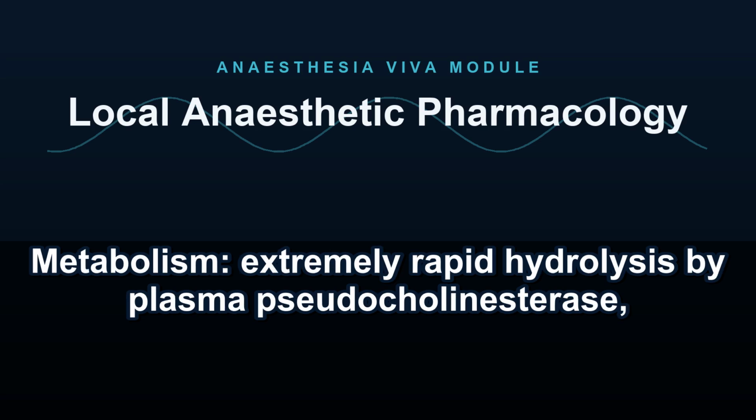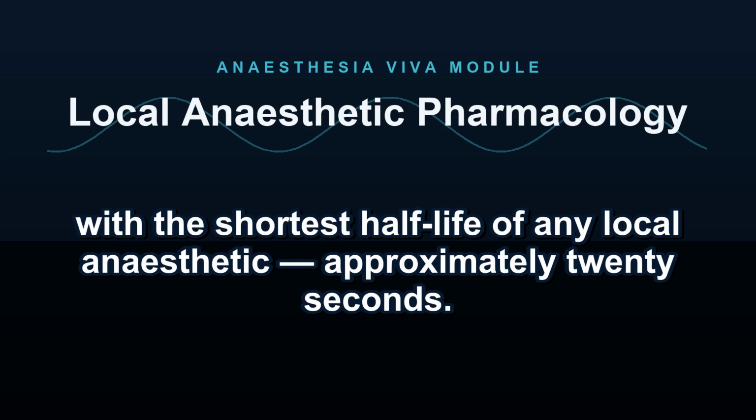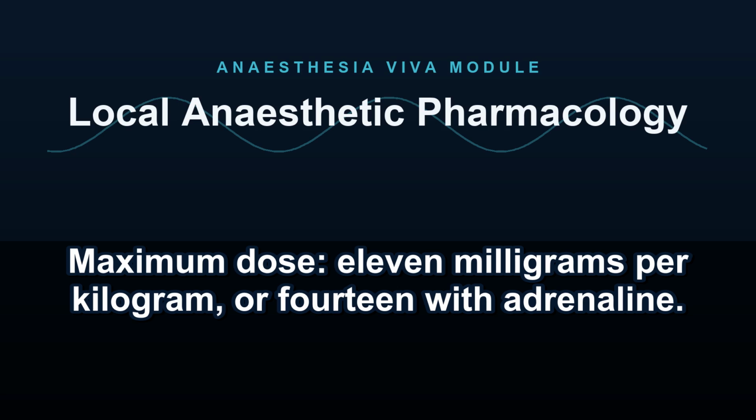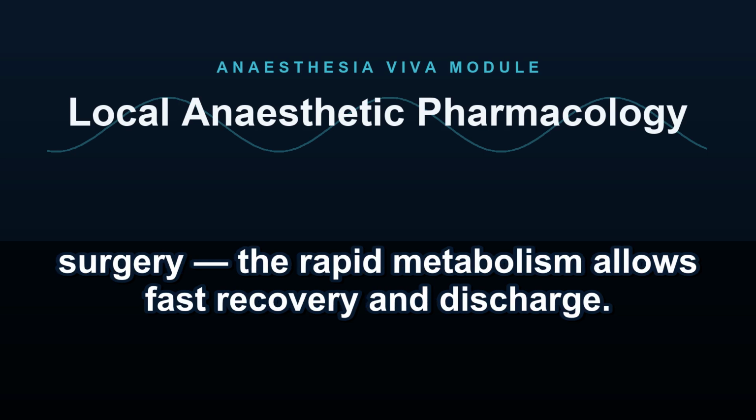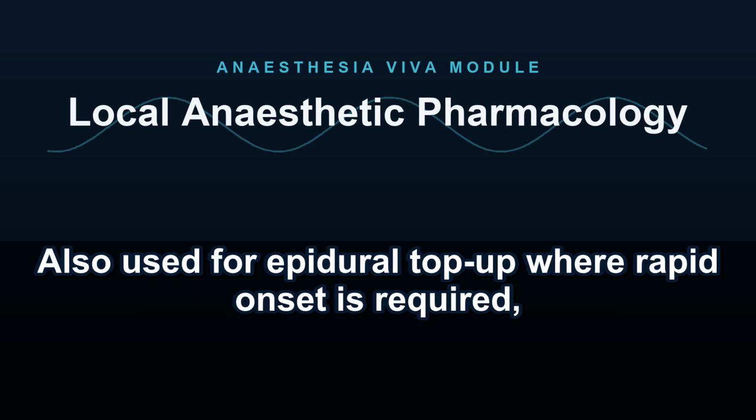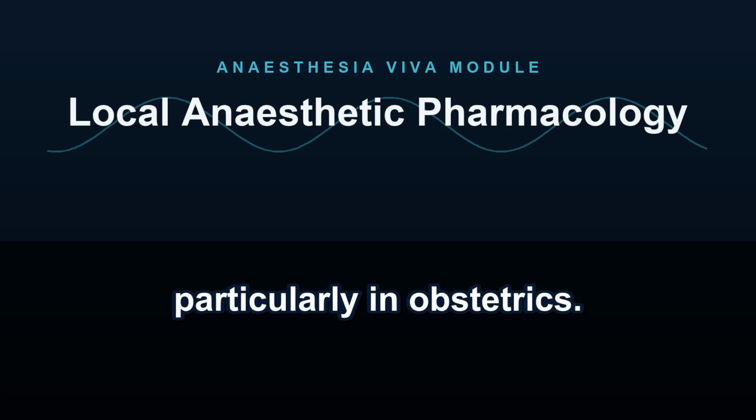Metabolism: extremely rapid hydrolysis by plasma pseudocholinesterase, with the shortest half-life of any local anesthetic, approximately 20 seconds. Maximum dose: 11 mg per kilogram, or 14 with adrenaline. Clinical use: increasingly used for short-duration spinal anesthesia in ambulatory surgery, the rapid metabolism allows fast recovery and discharge. Also used for epidural top-up where rapid onset is required, particularly in obstetrics.